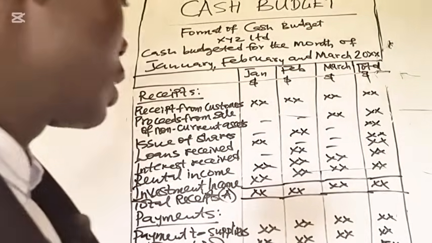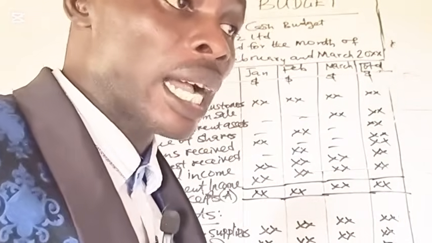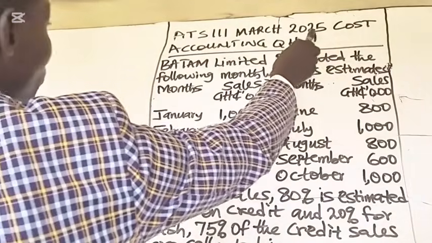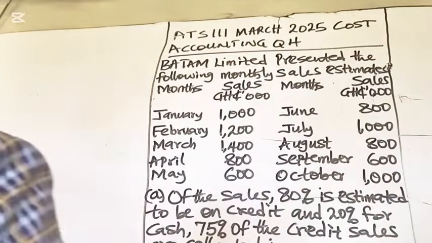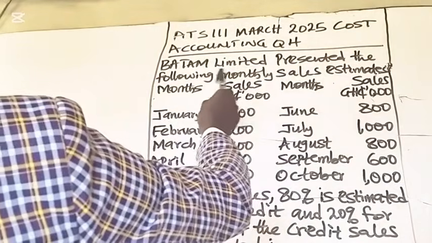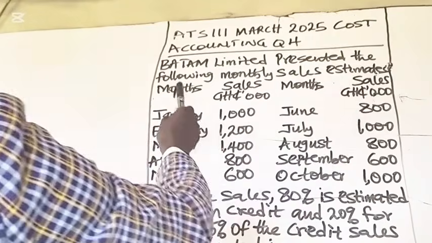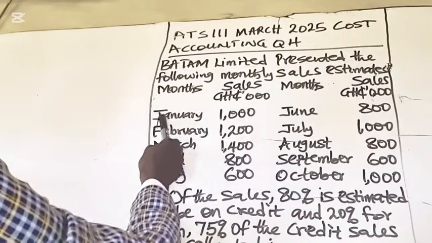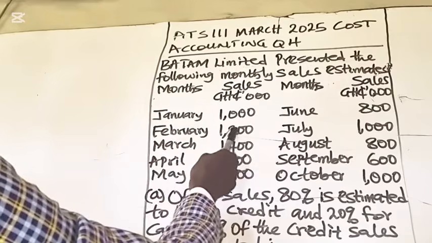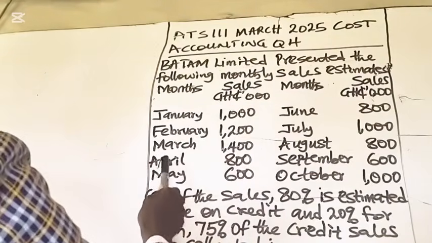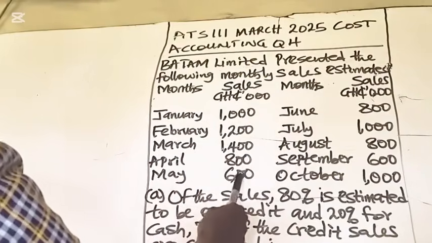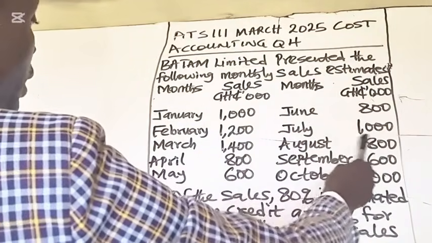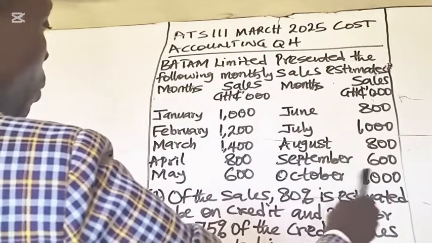Now let's take a question as a worked example from ATS 3 Cost Accounting, March 2025. Keep watching. ATS 3 March 2025 Cost Accounting, question number 4. Batam Limited presented the following monthly sales estimates. We have month, we have sales. Amount is in 1,000 Ghana cedis. January 1 million, February 1.2 million, March 1.4 million, April 800,000, May 600,000, June 800,000, July 1 million, August 800,000, September 600,000, October 1 million.